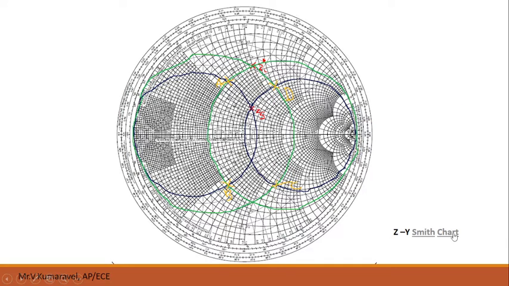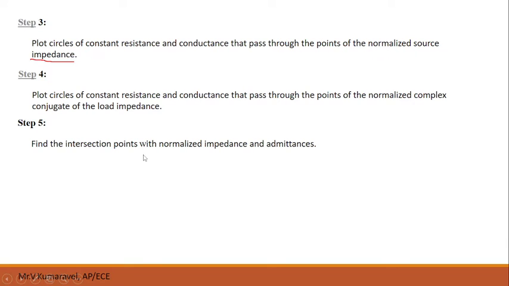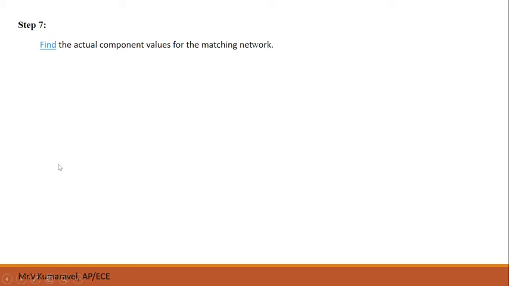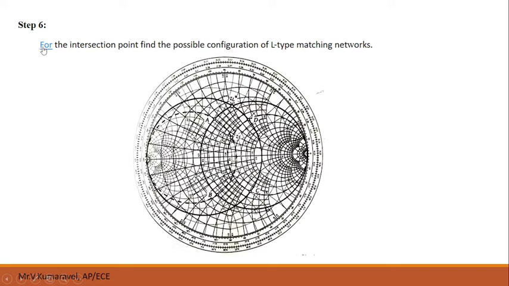Let us go back. Now find the intersection points with normalized impedance and admittance. For point A, we need to find the impedance. From the chart we can find it. Okay, let me go back.